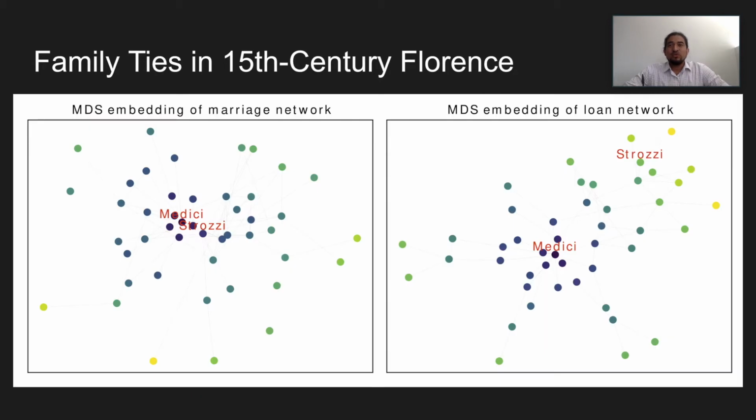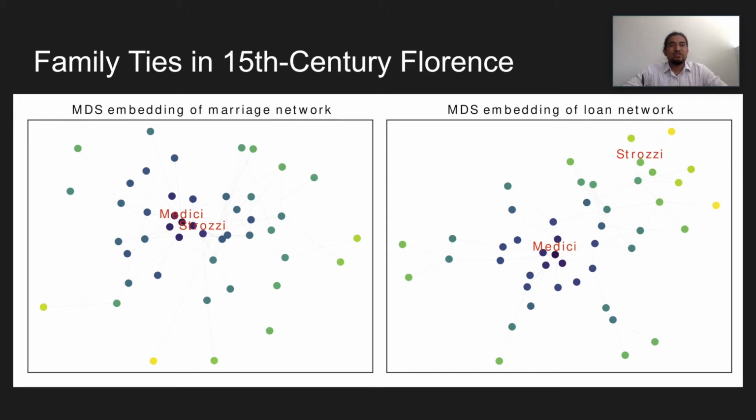The two graphs shown here capture marriage on the left and loan on the right relationships among the families. Each node represents a Florentine family. In the marriage graph, an edge between two families represents at least one marriage between members of these two families. In the loan graph, an edge between two families means that at least one member of one family took a loan from a member in the other family.